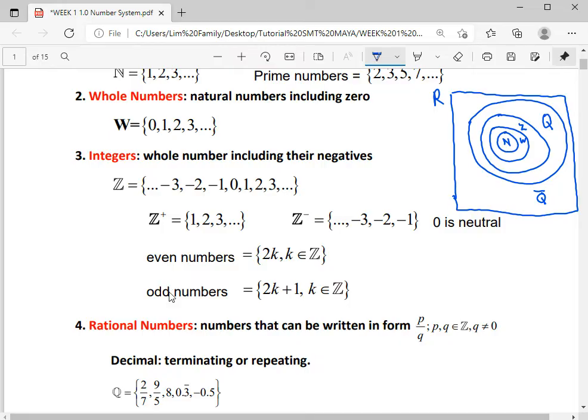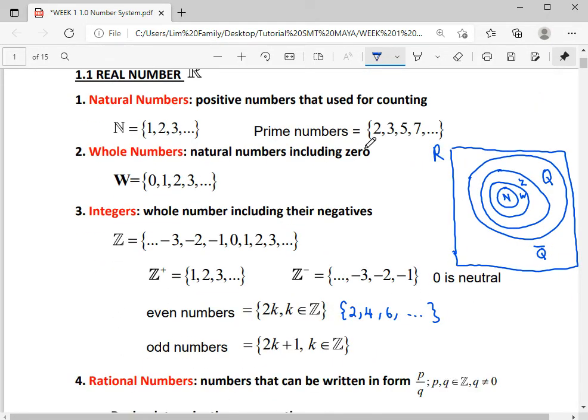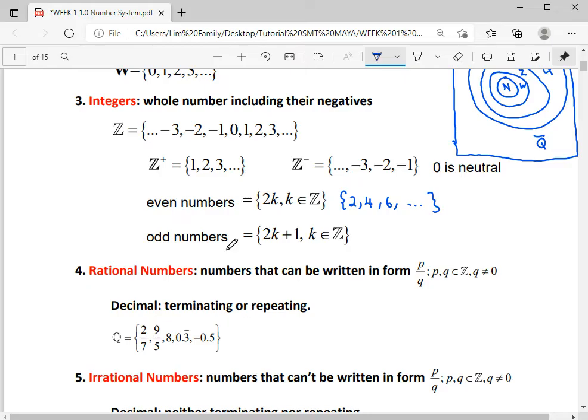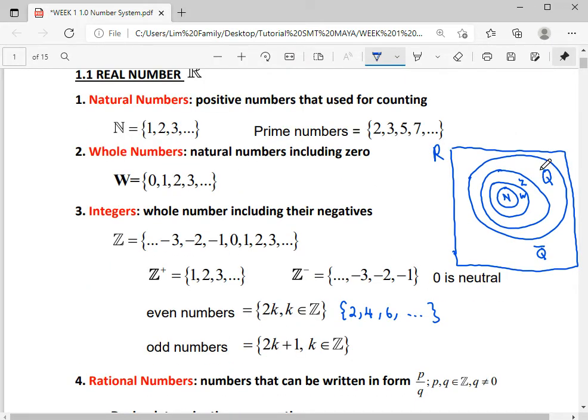The nombor genap, for example, are 2, 4, 6 and so on. So all these numbers are put in a set. Therefore you can see our numbers in set notation, with opening brackets and closing brackets, because it's a set. So the smaller set, and okay. So let's say in rational numbers, inside here there are not only decimal numbers, they also include integers. They also include whole numbers. They also include natural numbers.